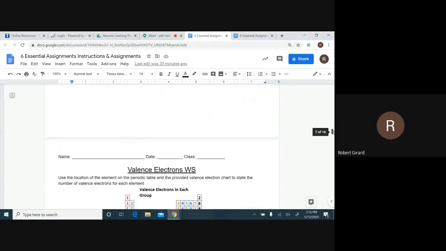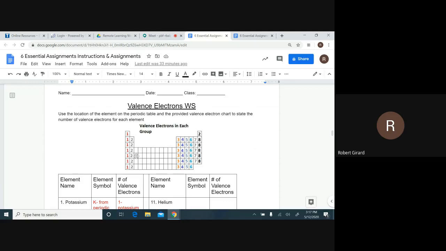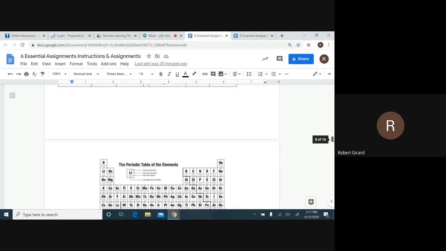The second assignment is a valence electron worksheet. And valence electrons are the electrons in the outer shell that are responsible for bonding. You have 2 things to help you here. You have the valence electrons per group. The transition metals are blocked out here because those can vary for different ionic states, whereas these in the groups are set. You also have a periodic table attached to this worksheet as well to help you.